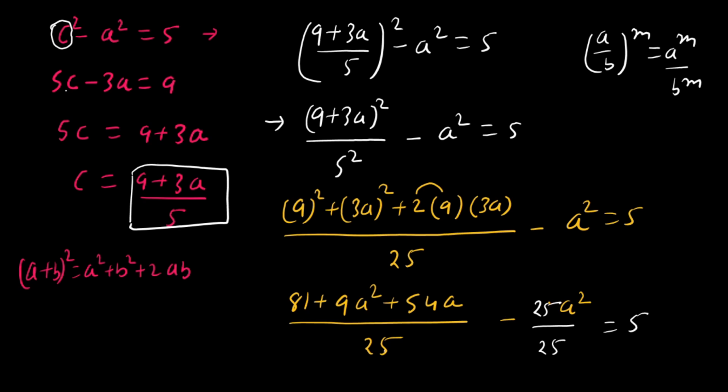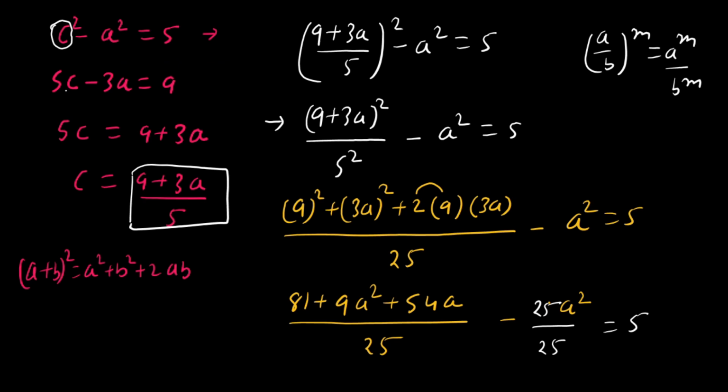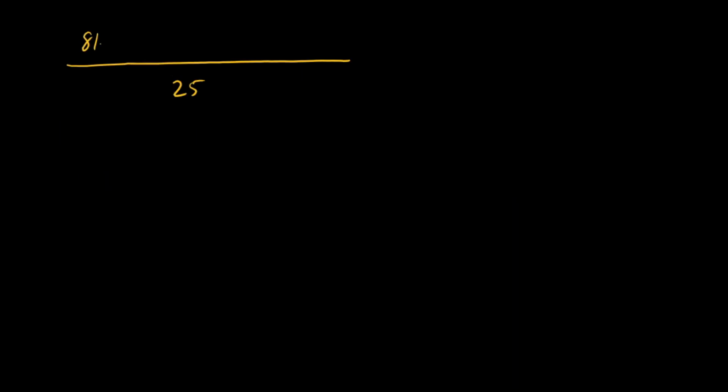This is like a fraction. Here the common denominator is 25 and the numerator is 81 plus 9a square, plus 54a, and then minus 25a square, and this is equal to 5. Now if we multiply both sides by 25, then this 25 and this 25 are cancelled out.